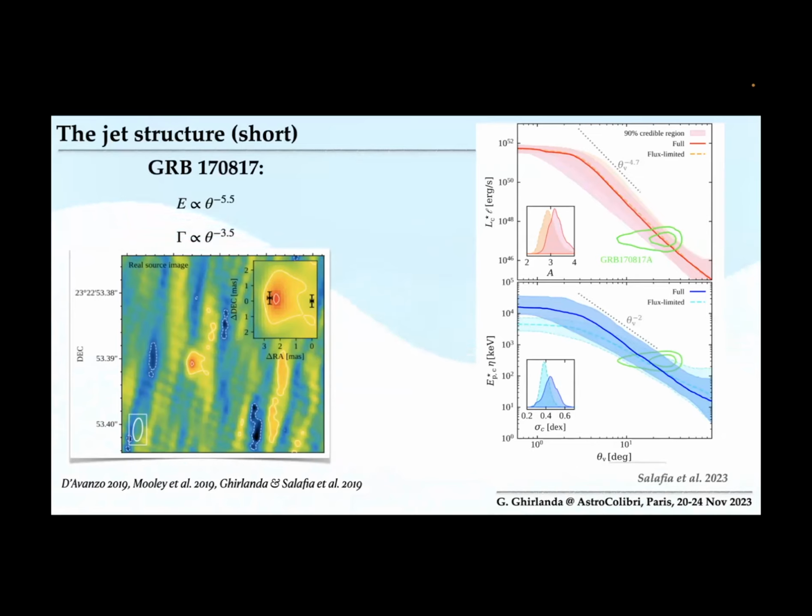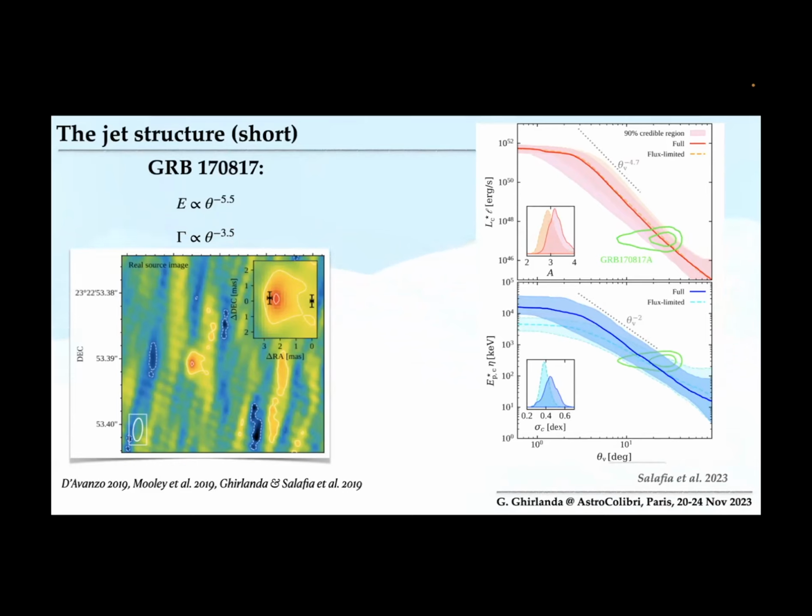I would like to draw your attention to the fact that we can play this statistical argument, this population study, in a structured jet scenario with short GRBs as well. So here you see the result obtained by assuming that short GRBs have a quasi-universal jet. Quasi means that it's not exactly the same for all the sources, but you allow some parameters to have some distribution. And what we find is that we can reproduce the properties of GRBs detected by Fermi and Swift if the jet structure is like this.